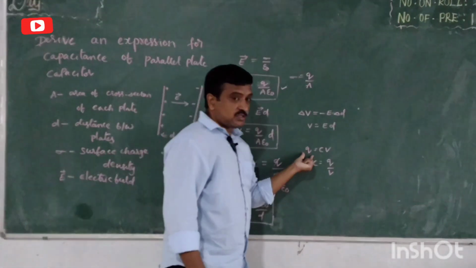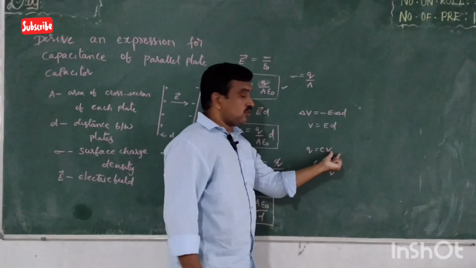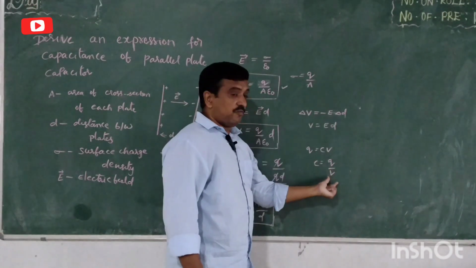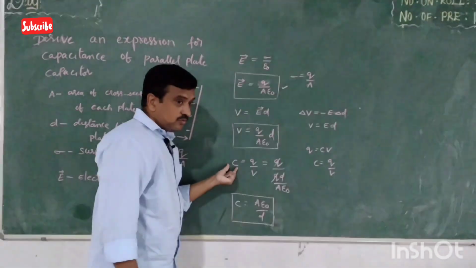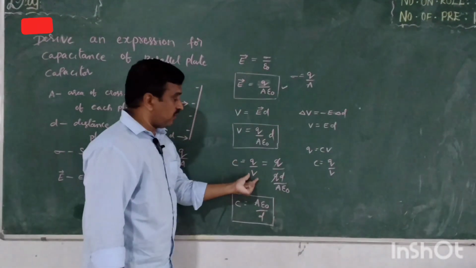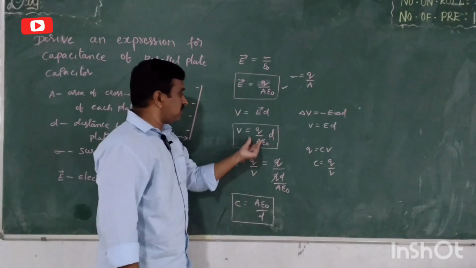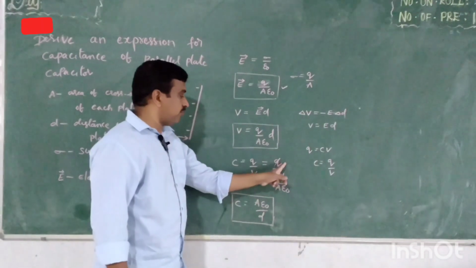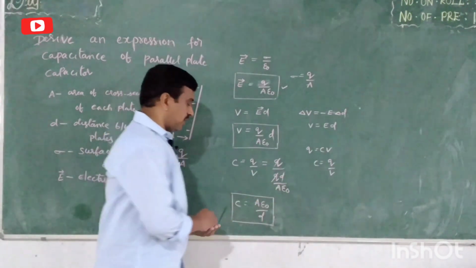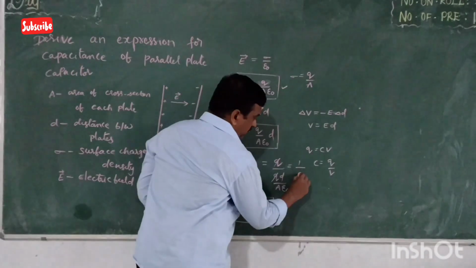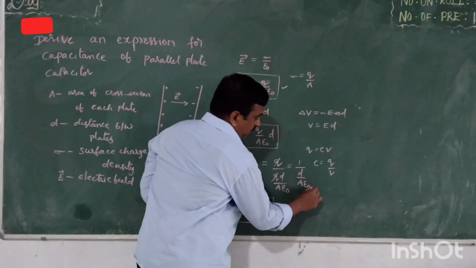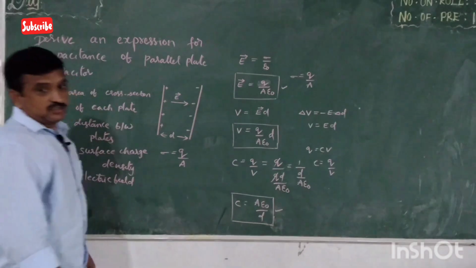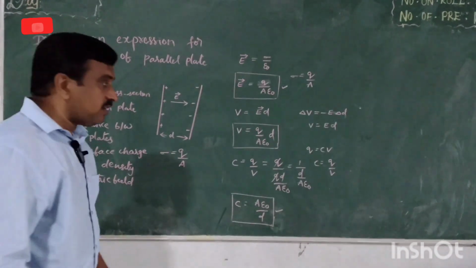Actually, charge equals capacitance times potential difference or voltage. So C equals Q by V. Here we can derive capacitance using Q by V. Q is there, and V is this value, QD by A epsilon naught. Q cancels, and 1 by D by A epsilon naught changes to A epsilon naught by D in the numerator. This is the derivation of the capacitance of the parallel plate capacitor.